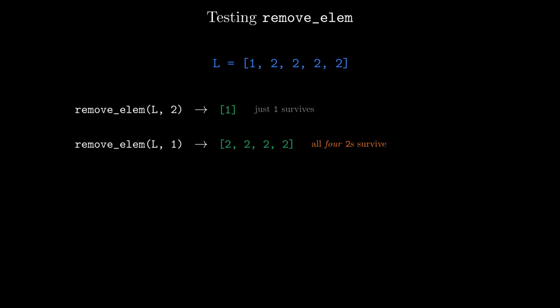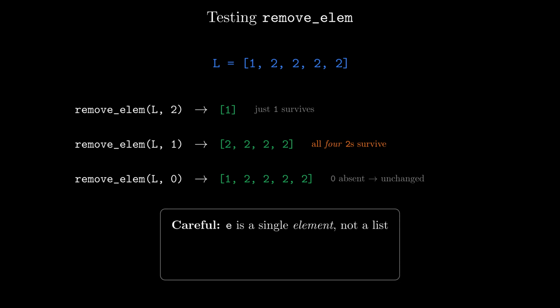Let's test a few more cases on the same list. 1, 2, 2, 2, 2. Remove 2 and we get a new list with just 1, exactly as before. Remove 1 instead, and all 4 2's survive. We get 2, 2, 2, 2. Now remove 0, a value that never appears in the list at all. Nothing matches, so the whole list comes back unchanged.